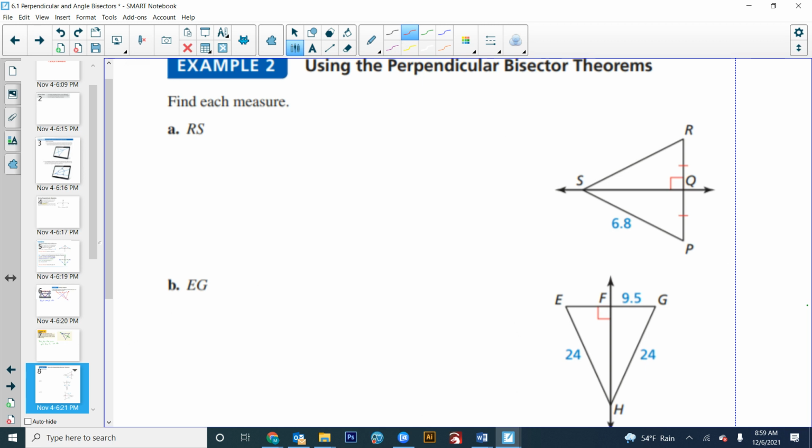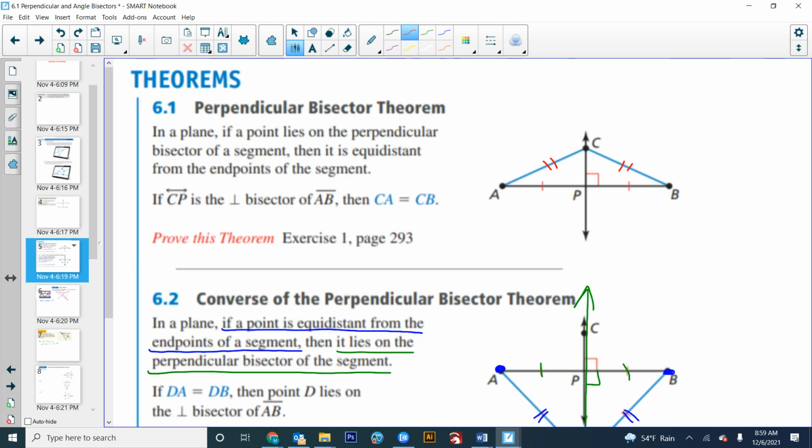All right, top one. Who can raise their hand that I haven't heard from today? Give me an answer. Elizabeth, you got this? 6.8. How'd you get that, Elizabeth? Because they're equal. Regular theorem or converse, are you not sure? Regular. Yeah, let's go through the regular one more time.